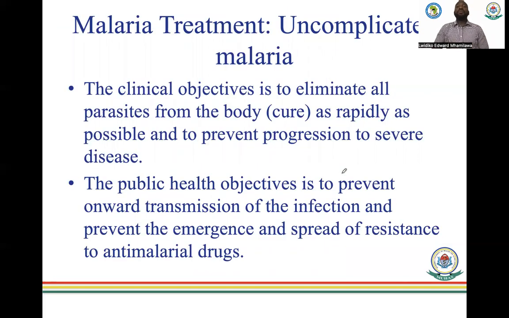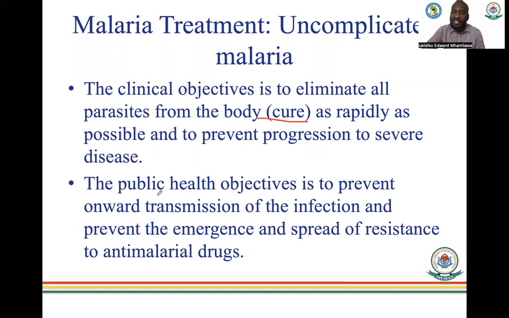Right, so now we come to the treatment of malaria. If you remember correctly, we talked about two types of malaria: uncomplicated malaria and complicated or severe malaria. Now, the clinical objective when it comes to uncomplicated malaria is to eliminate the parasites from the body, that is, to cure as rapidly as possible so that you can prevent progression to severe disease. So when you have uncomplicated malaria, your goal is to eliminate the parasites, to cure the disease.